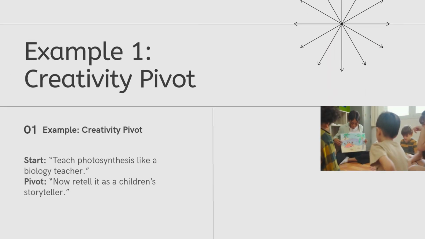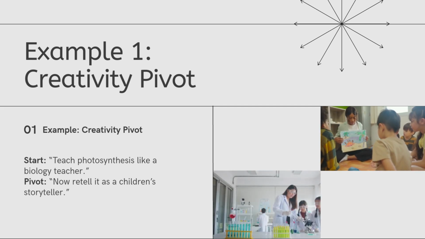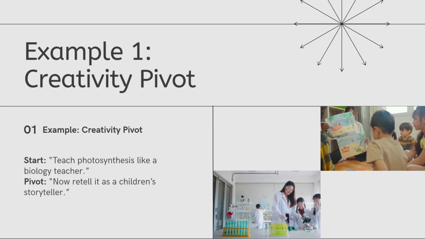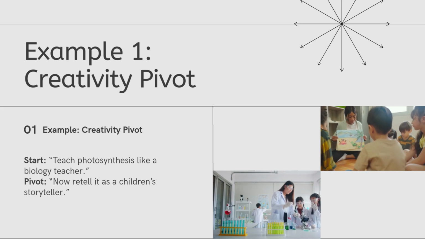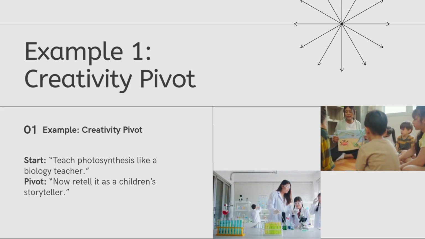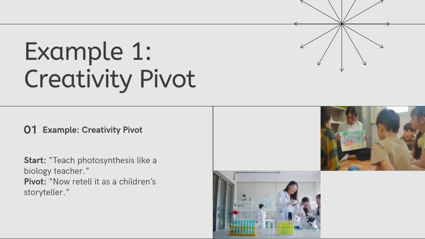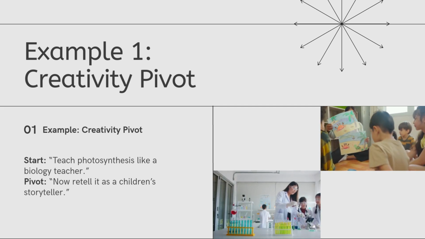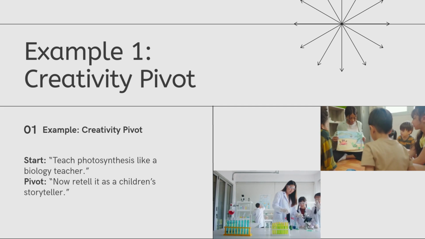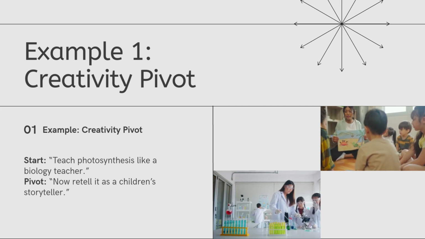Here's a creativity pivot. First, ask the AI to explain photosynthesis as a biology teacher, clear, factual, and structured. Then pivot. Retell it as a children's storyteller. Suddenly you get playful imagery and simple metaphors. The contrast doesn't just entertain, it makes the concept far easier to remember.